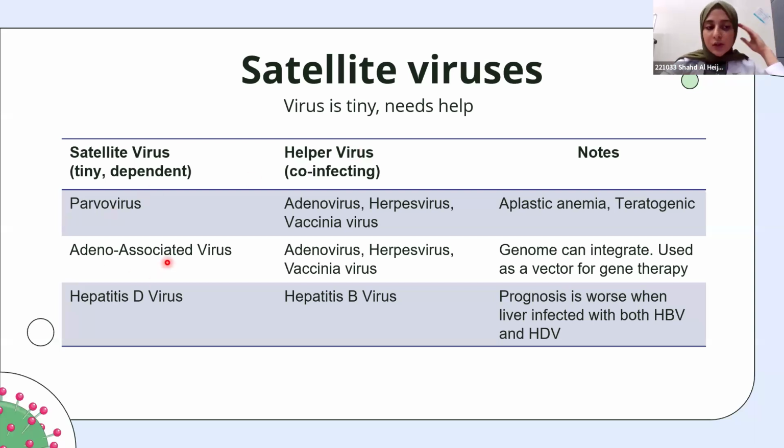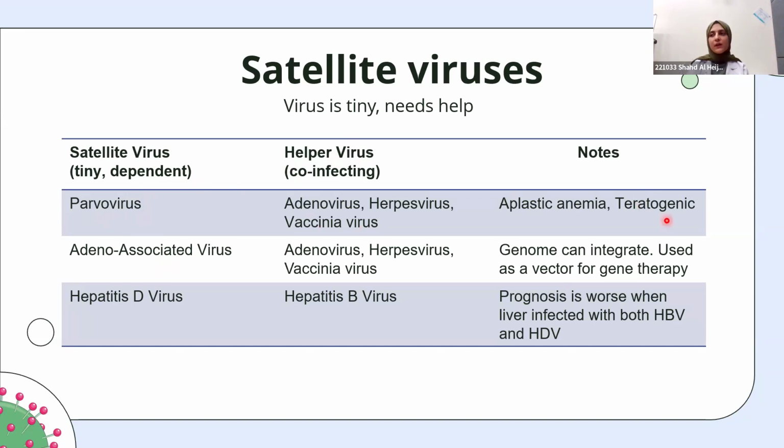And we have different examples. We have 3 examples here. We have a parvovirus, which needs a helper virus that could either be adenovirus, herpes virus, or vaccinia virus, in order to help parvovirus take action and start replicating and do its own thing. And what happens in this infection, you have aplastic anemia and teratogenicity.